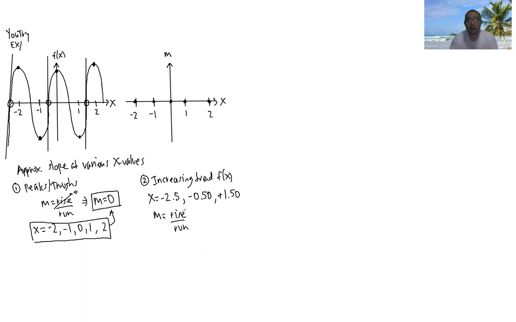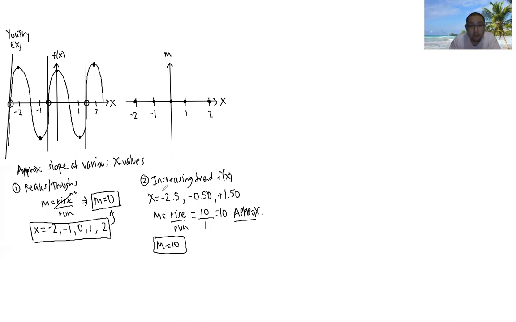Because think of it as 100 divided by 1, right? That's still going to be 100. 100 divided by 0.00 something is still going to be a large number. So in here, based on our approximation, let's just say that this thing rises, it goes up 10 units for every 1 unit that it goes to the right, okay? And this is definitely an approximation. So here we can say we approximate that the slope here is 10.